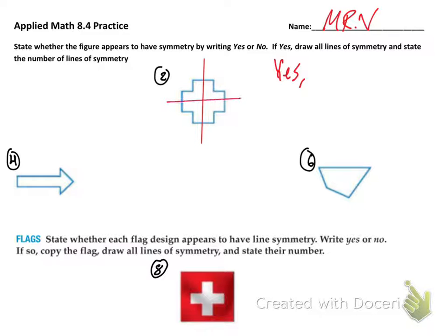So it looks like these are the only two ways. If I try to, say, do it like this, that's not going to be able to fold over. So it looks like just yes and 2.